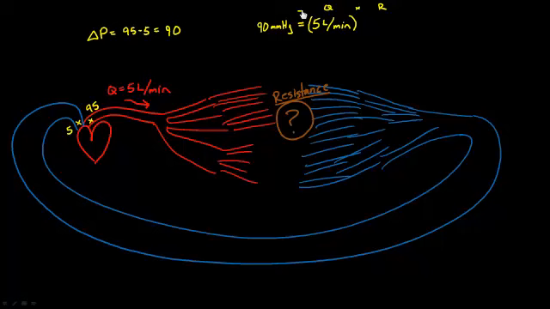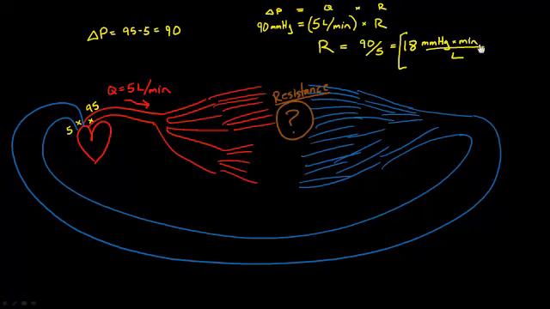And I've got delta P here, and my resistance is the unknown, so I'll just leave that as R. Let's solve for R. I'll move my flow to the other side. So R equals 90 divided by 5, which is 18. The units are a little funky, but I'll write them out anyway: millimeters of mercury times minutes divided by liters.